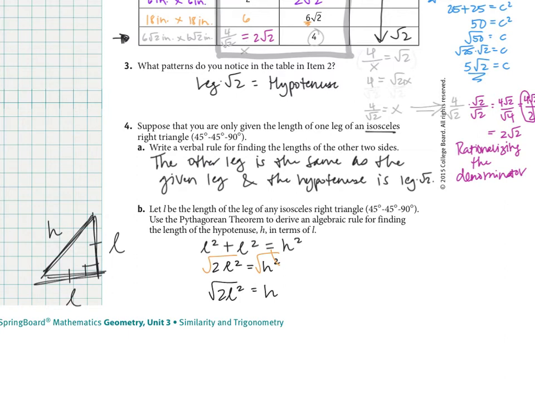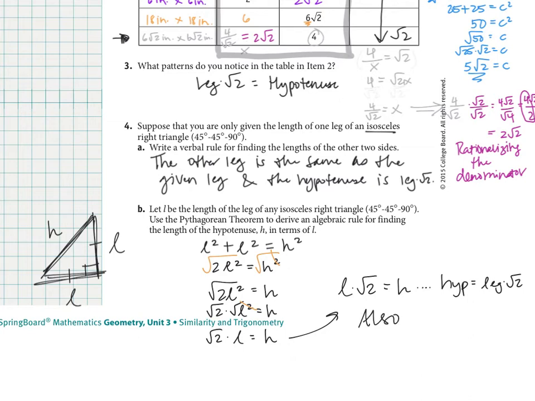Now think about this. We have an L squared under the square root. Can't we break this up into square root of 2 times the square root of L squared? Then the square and the square root cancel out there. Again, we're left with square root of 2 times L equals H. Couldn't I rewrite this as L times the square root of 2 equals H? Yeah, I could. That's definitely one way that we could look at this. So remember, what we're saying here is that our hypotenuse, just like before, is whatever our leg is times the square root of 2.